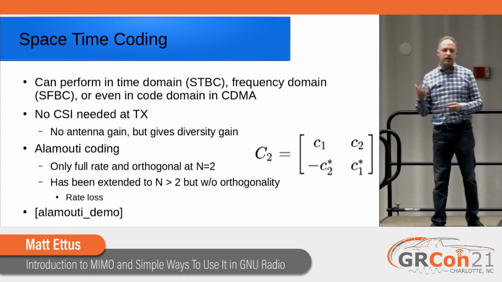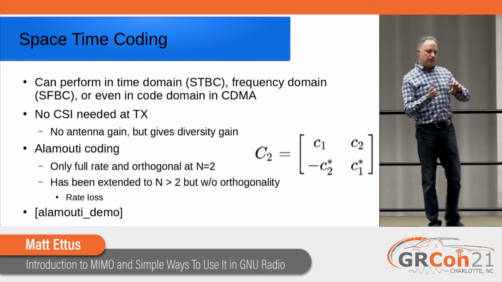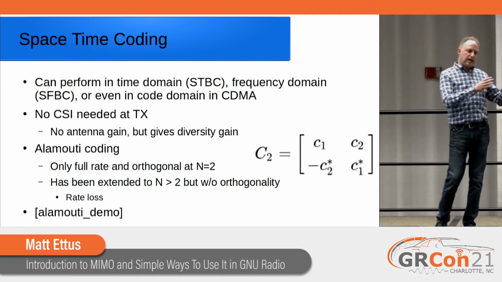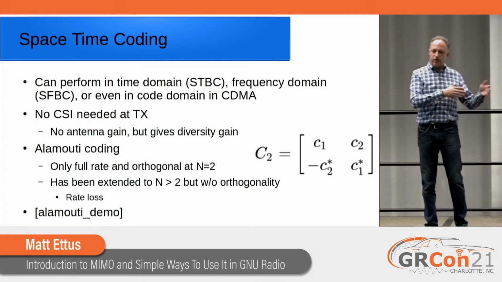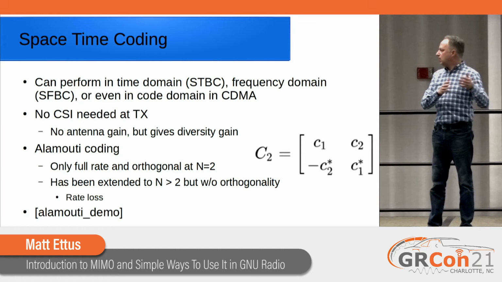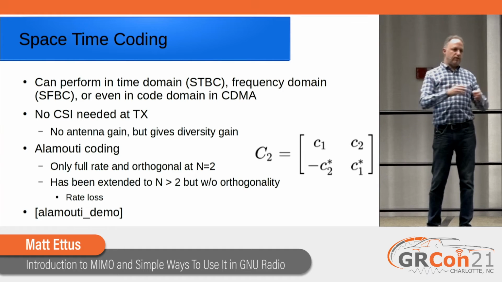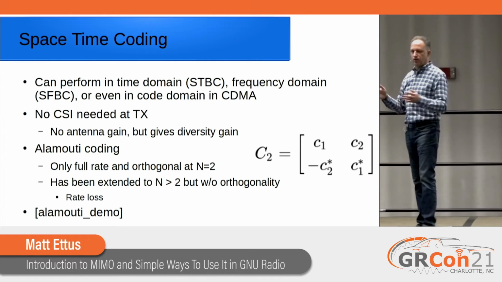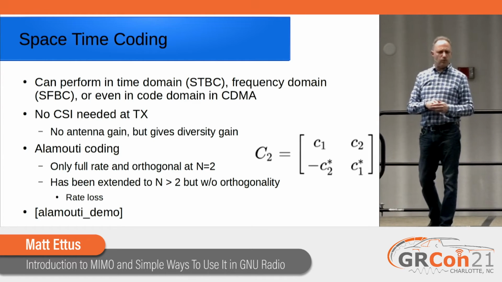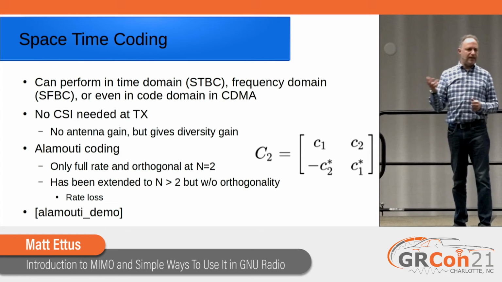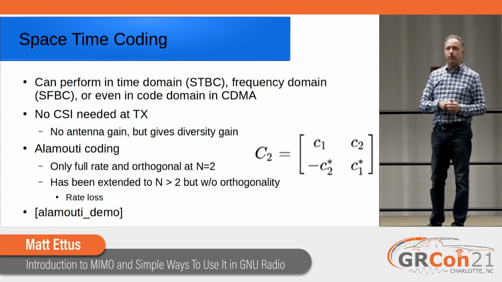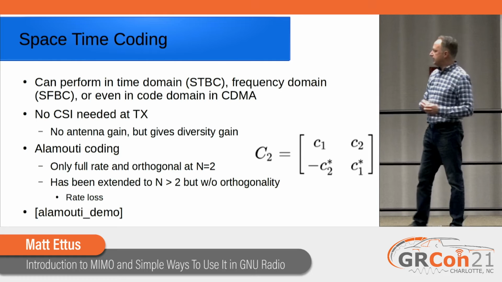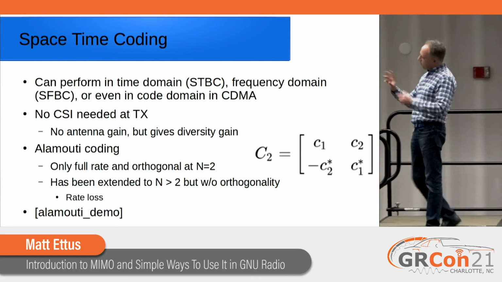It's been extended beyond two antennas, but you have to give somewhere. You either have to accept reduced orthogonality or reduced diversity, or slow down the data rate, because it doesn't perfectly scale. But there are some versions that go up to like 4 antennas, 8 antennas. Wi-Fi has, I think, a 4 and an 8 antenna version, or 3 and 4 and maybe 8. But you give up a little.